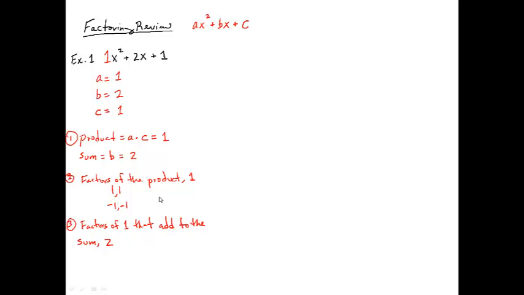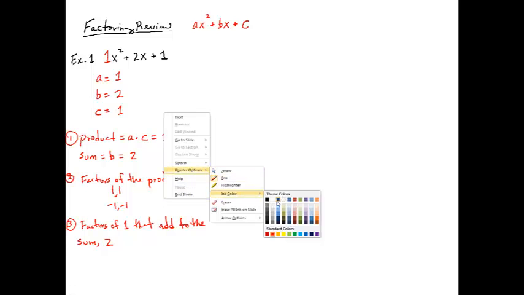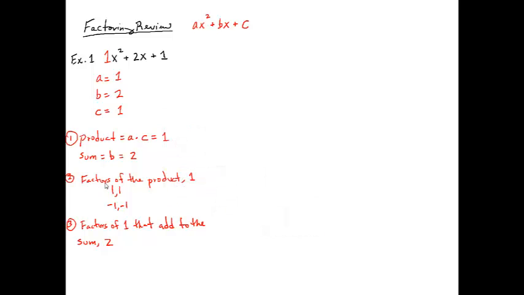So which one would it be? Is it 1 and 1 or -1 and -1? Hopefully you have chosen 1 and 1. So it's going to be 1 and 1. If I multiply them, I get 1, which is the product. And if I add them, I get 2, which is the sum.